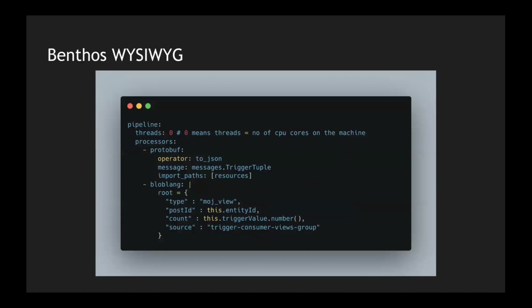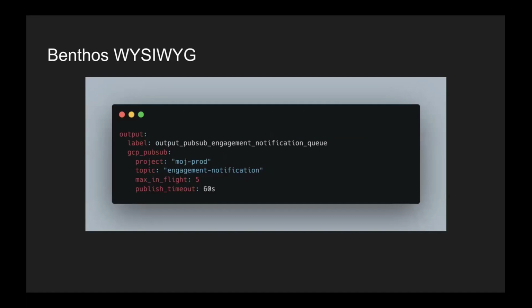This is the pipeline. I have said, okay, this is the input. Now, how do I process the messages? This is a single pipeline. I'm saying, in a pipeline, use as many threads as there are cores on the machine. Protobuf, convert to JSON. Whatever message you are getting from Kafka, convert it to JSON, enrich it. We are doing some transformations. And now for the output, our message is ready to be sent to PubSub. I'm saying, okay, this is the PubSub, this is the topic, send it. Nothing else. Everything else, every delivery guarantee, as I said multiple times, is taken care of by Benthos.